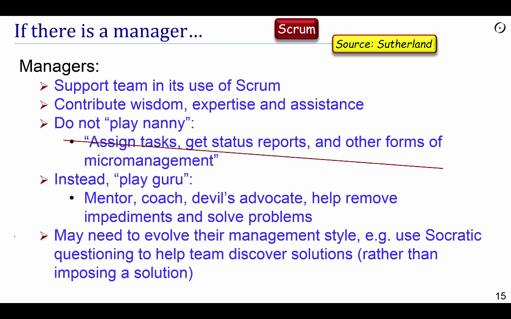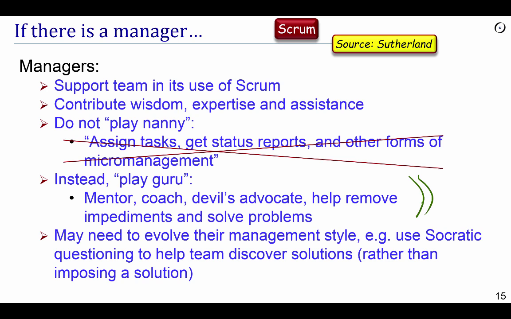They should not play nanny. They should not assign tasks, get status reports. Such micromanagement is part of the team's responsibilities. Instead, they should play guru, mentor, coach, and so on. So you can see here that we're kind of looking at a manager who is also probably the Scrum Master, or at least has some of the responsibilities of the Scrum Master.